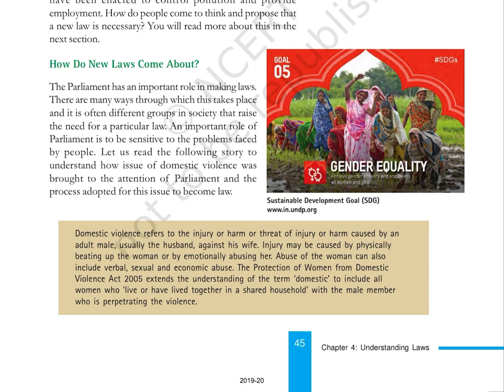There are many ways through which this takes place, and it is often different groups in society that raise the need for a particular law. An important role of Parliament is to be sensitive to the problems faced by people. Let us read the following story to understand how the issue of domestic violence was brought to the attention of Parliament and the process adopted for this issue to become law.